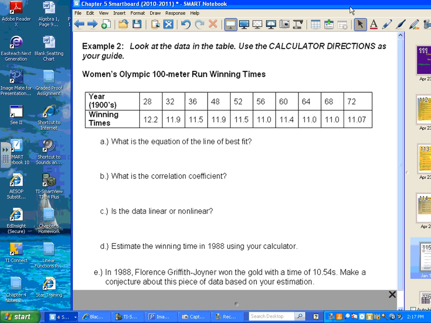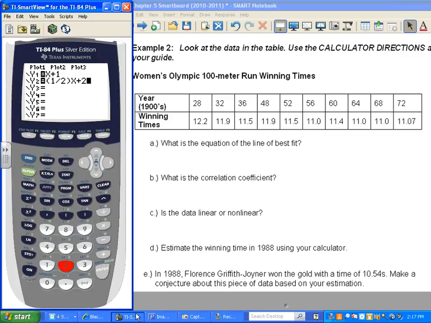All right, so here's what I want you guys to do. Stay with me, get your calculator, and the very first thing I want you to do before you perform linear regression is clear the memory.